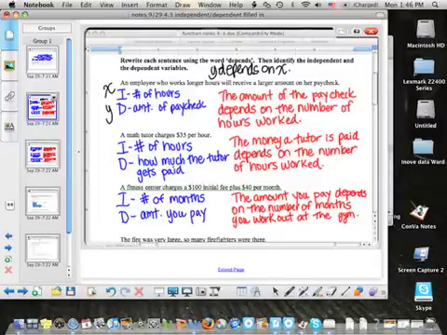And likewise, our fitness center problem, that they charge a $100 initial fee plus $40 per month. We need to know the number of months to determine how much we're going to pay. So our depend statement will be the amount you paid depends on the number of months, sorry, you worked out in the gym.